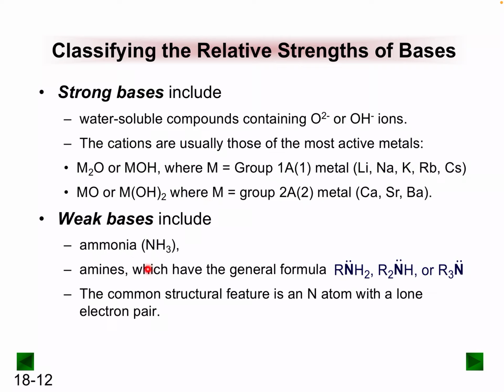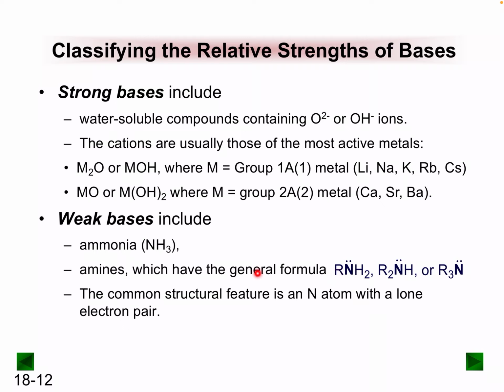Okay, and then the weak bases, they include ammonia. Ammonia is a weak base. And then any amine. Amine means this ammonia, nitrogen with 3 hydrogens, and these hydrogens can be replaced with any other groups like this. So we commonly give them the R representing an alkyl group, which normally we use in organic chemistry, but R could be a different group, a different carbon group.